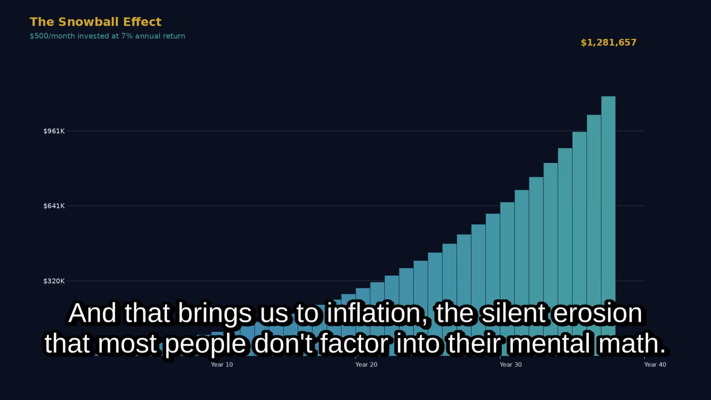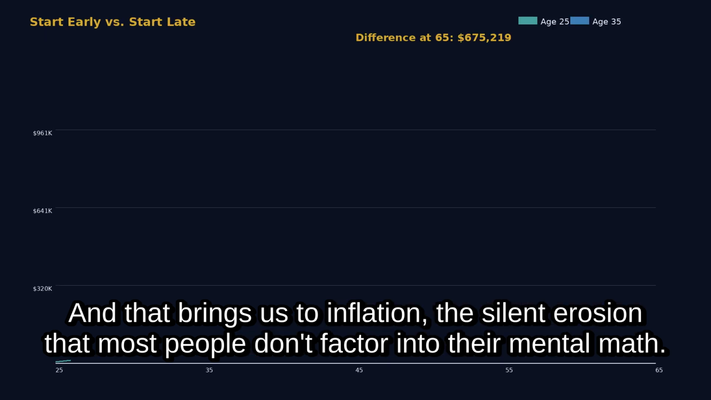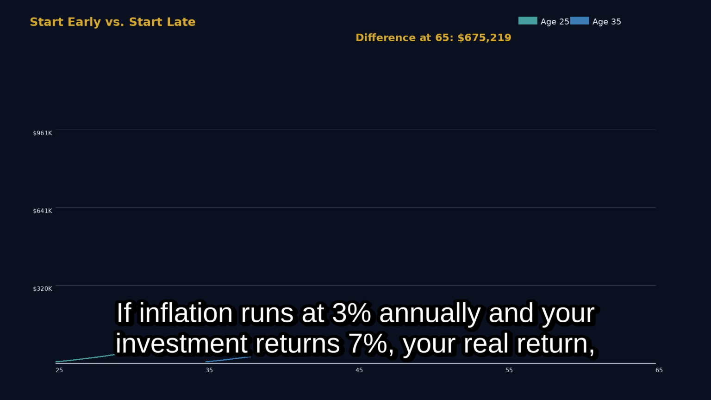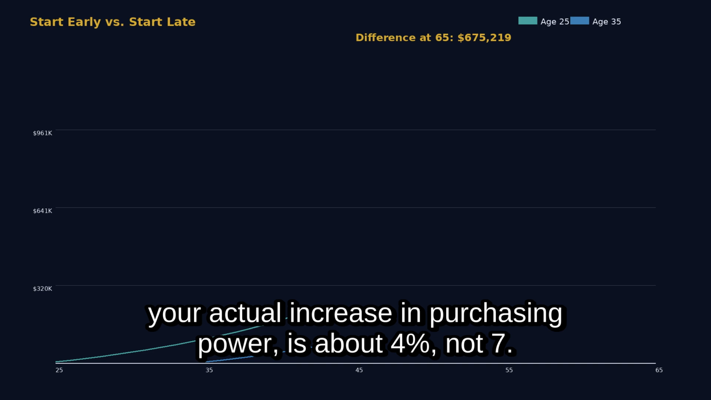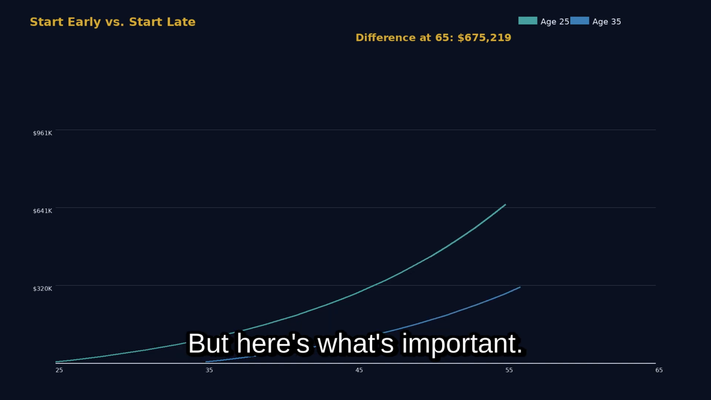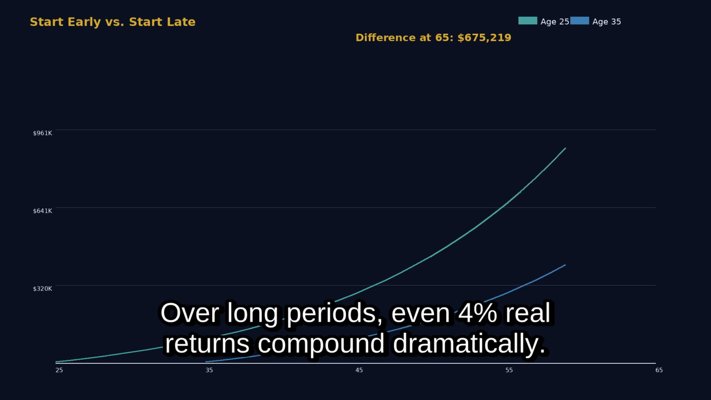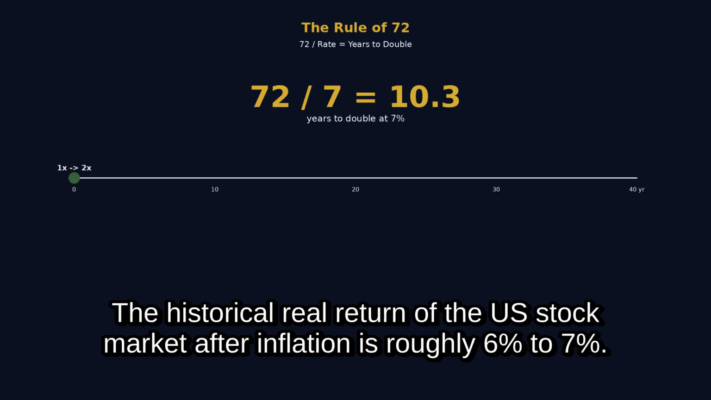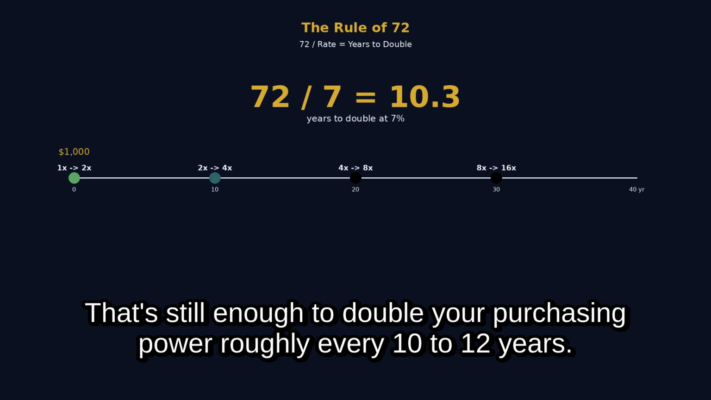And that brings us to inflation, the silent erosion that most people don't factor into their mental math. If inflation runs at 3% annually and your investment returns 7%, your real return, your actual increase in purchasing power, is about 4%, not 7%. The nominal number looks bigger than it really is. But here's what's important. Over long periods, even 4% real returns compound dramatically. The historical real return of the U.S. stock market after inflation is roughly 6 to 7%. That's still enough to double your purchasing power roughly every 10 to 12 years.